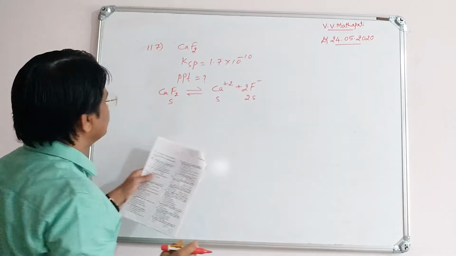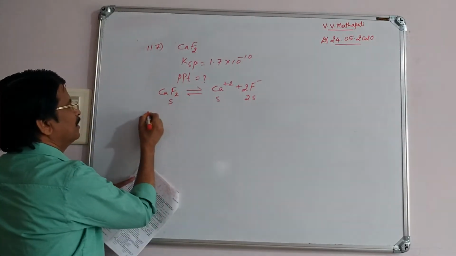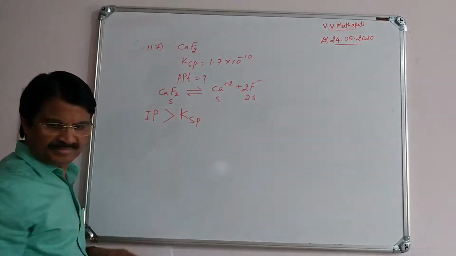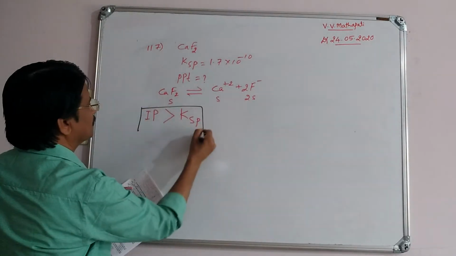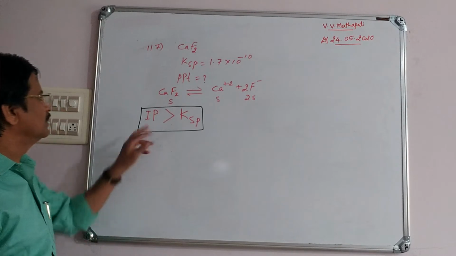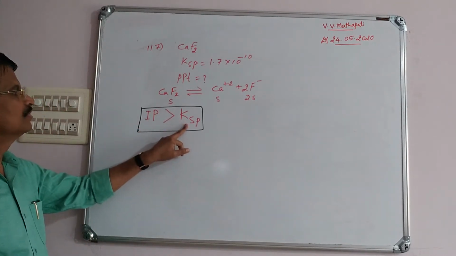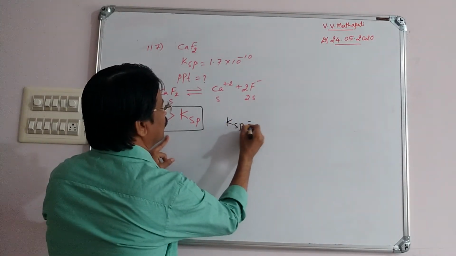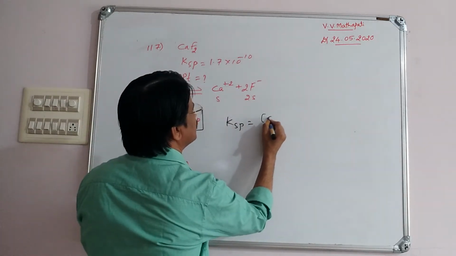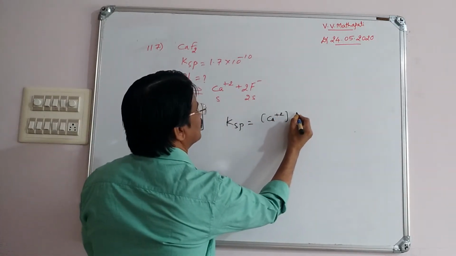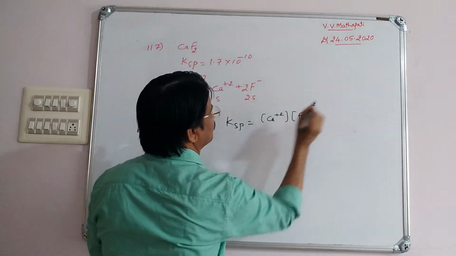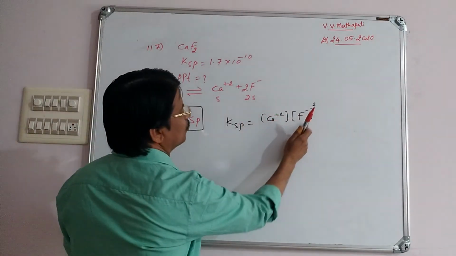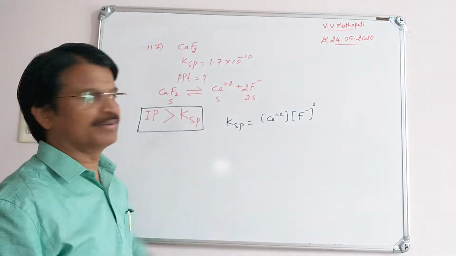They give the KSP value, but when precipitation occurs, see here, this is an important line: when ionic product exceeds solubility product, then precipitation occurs. Therefore, the KSP formula for this equation is the concentration of Ca plus 2 and F minus power 2, or S into 2S square, which finally gives the 4S cube formula, but that is not necessary.